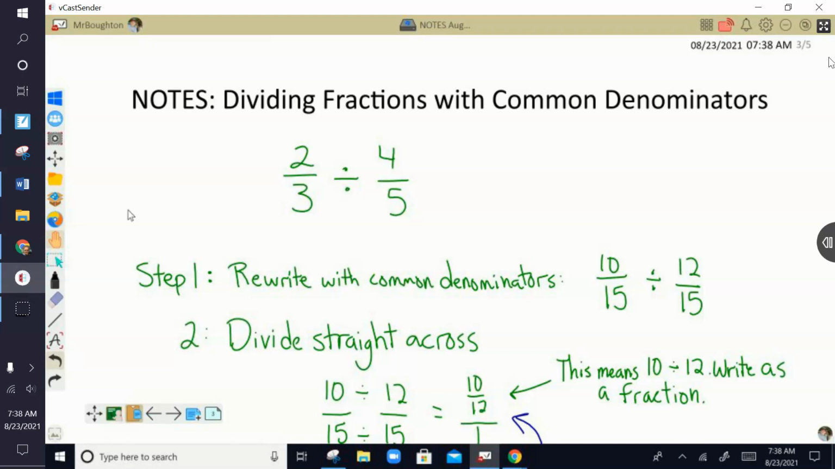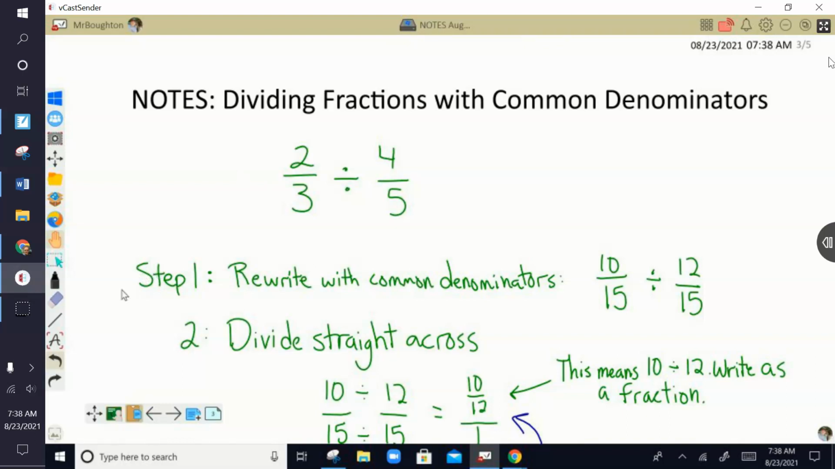Common denominators, you're familiar with that from elementary school, where we have two fractions and they have different denominators. Usually when we add and subtract, we always need to have common denominators in order to add and subtract those fractions. But we can also use fractions with common denominators to divide very easily. And so the steps are written here in your notes.